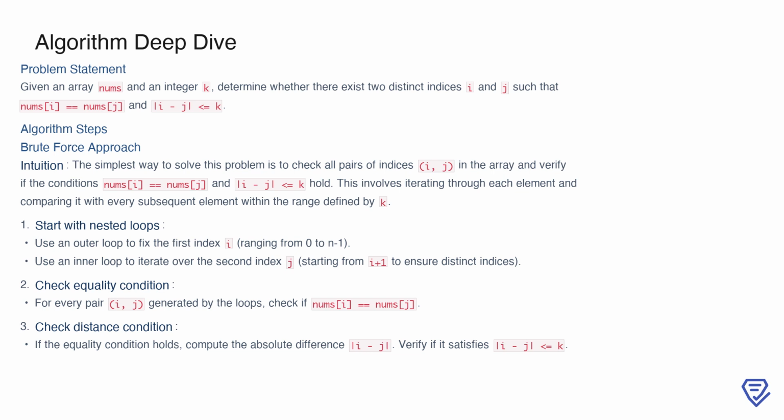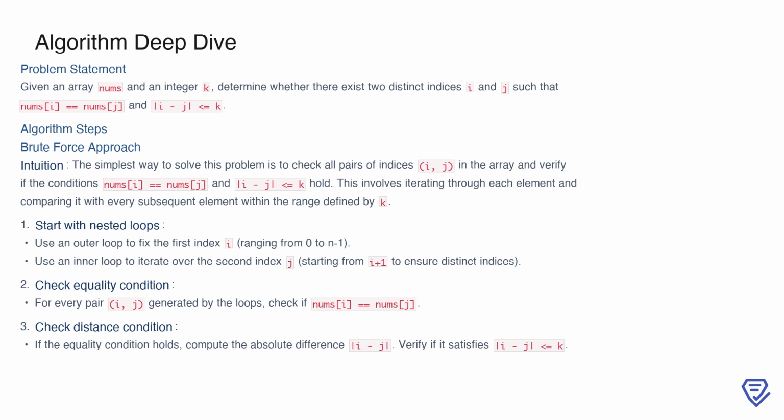To solve this problem, we start with the brute force approach, which is the simplest way to think about it. The idea is to check all possible pairs of indices in the array and verify if they meet the two conditions. First, the elements at these indices must be equal, and second, the absolute difference between the indices must be less than or equal to the given value of k.